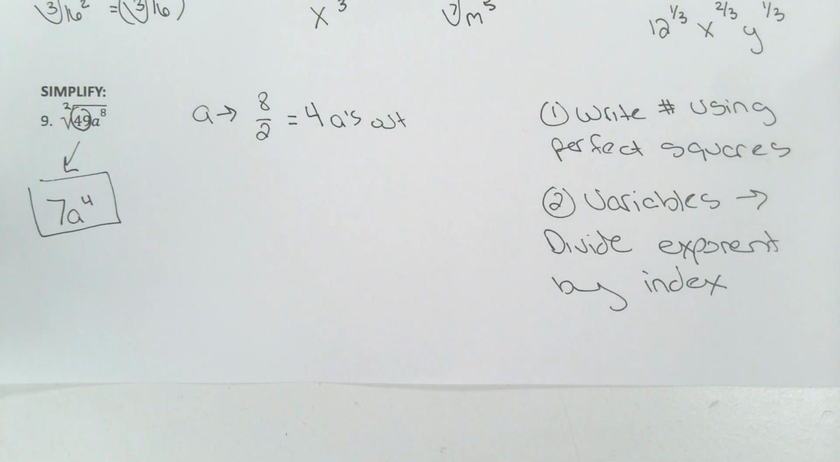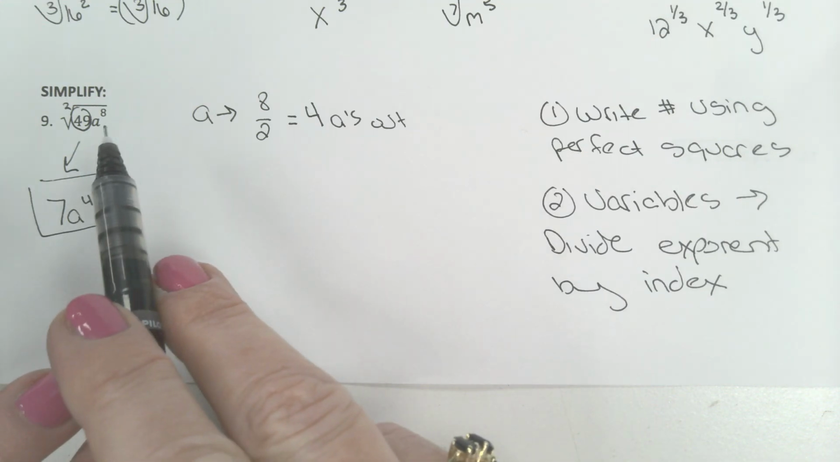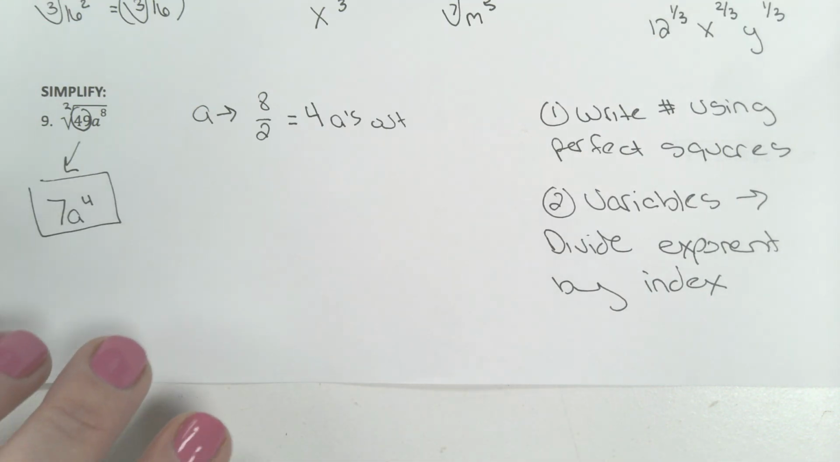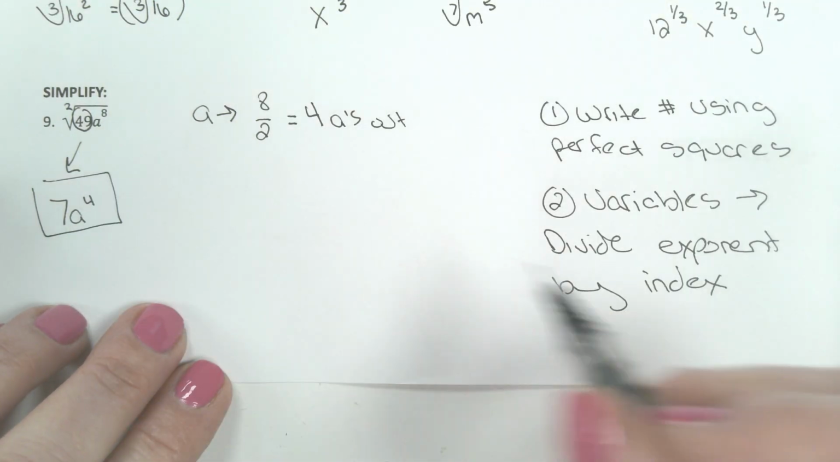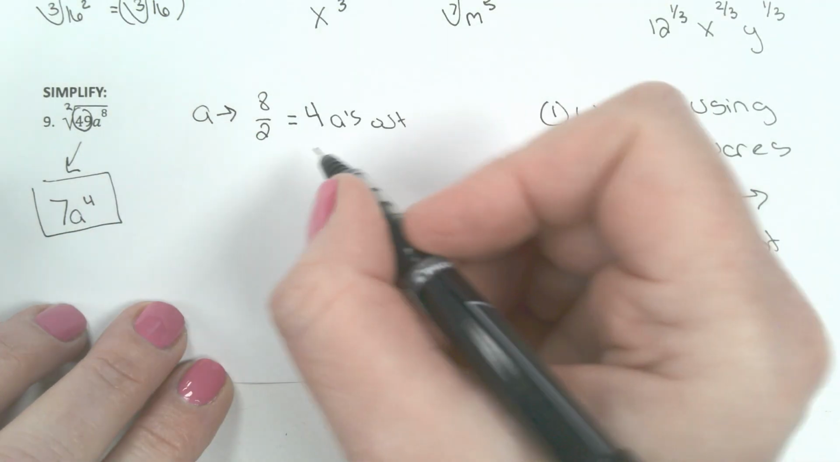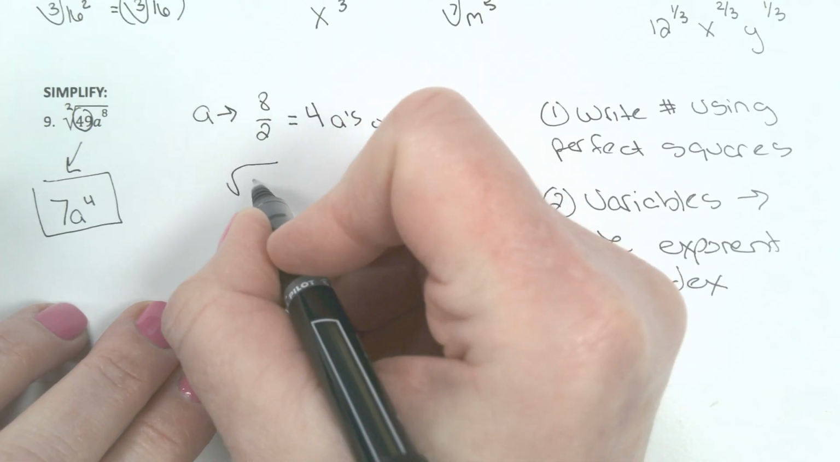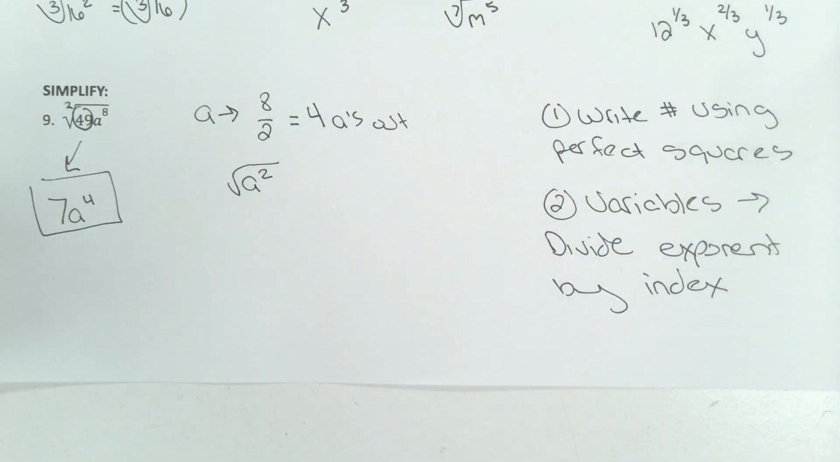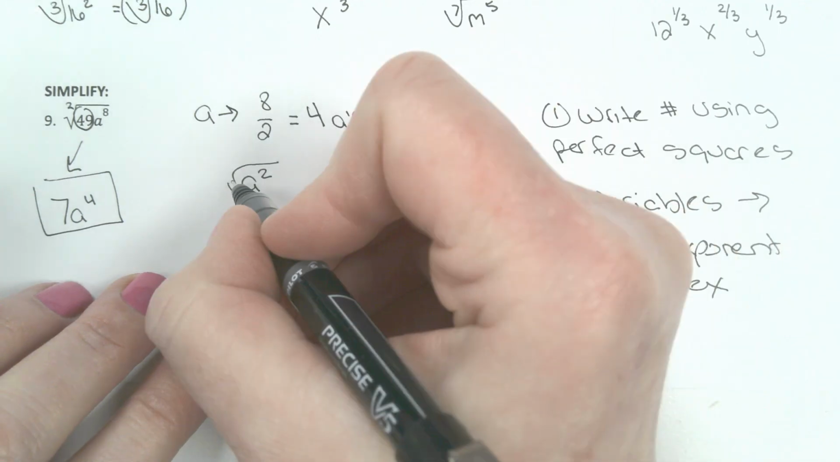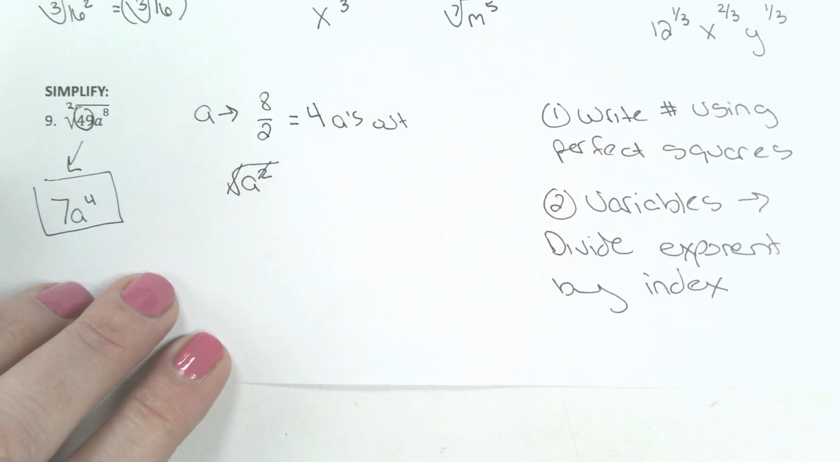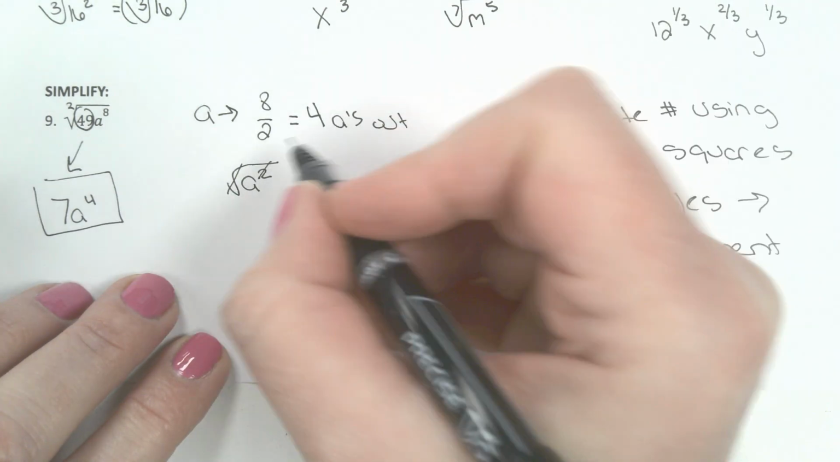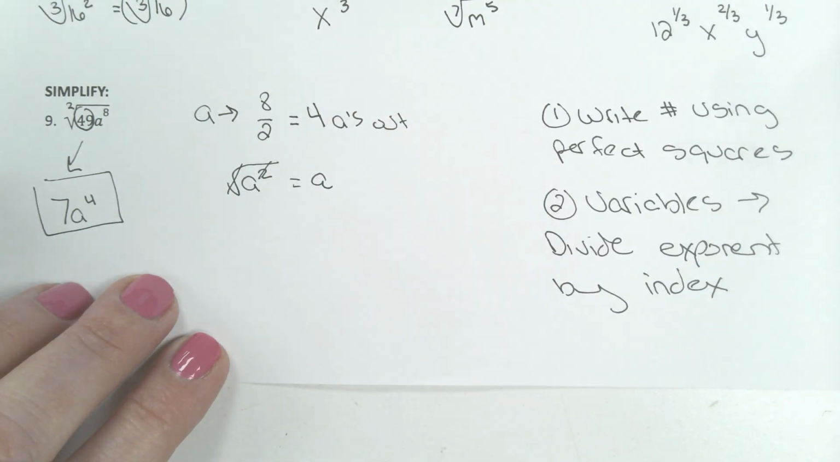All right, so if you're having trouble with your variables in this rule, it's not so terrible when they divide evenly, but what if they don't? If you are going to have the square root of a squared, we've done this before, yeah? What is the square root of a squared? It is a, because that exponent and that index canceled each other out.